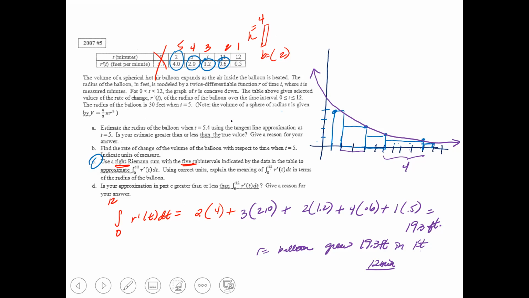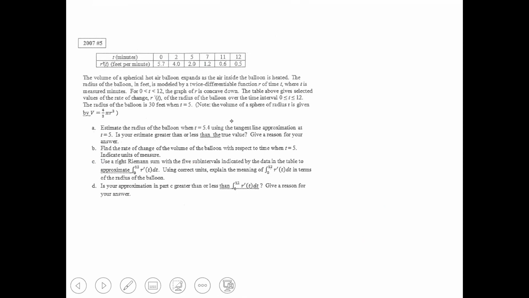All right, so now that we're done with this one here, let's go ahead and take a look at question, letter D. Is your approximation in part C greater than or less than the integral? Give a reason for your answer. I would say that since r prime of t is decreasing, the approximation using the right Riemann sum is less than the integral from 0 to 12 of r prime of t, and therefore it's an underapproximation.